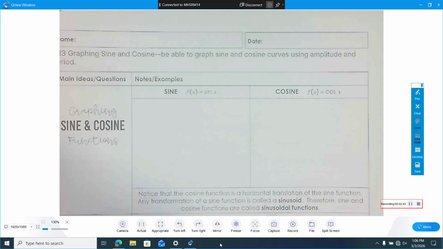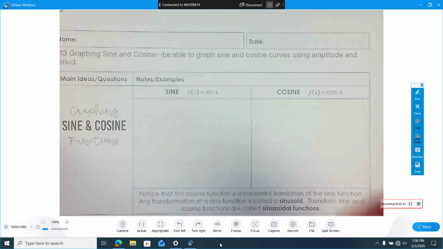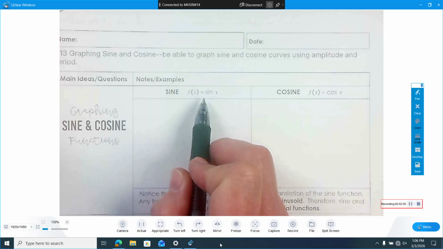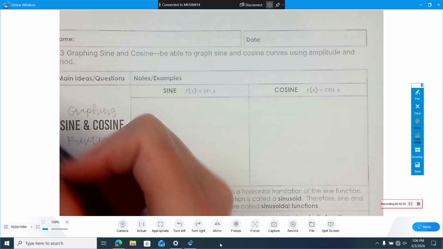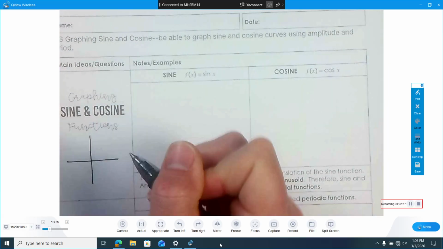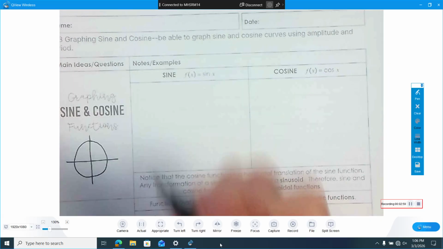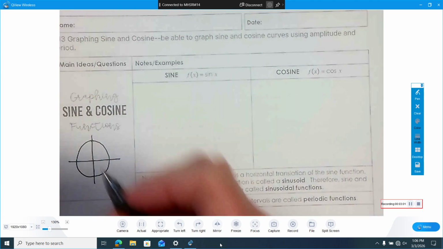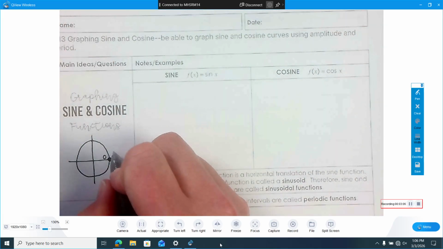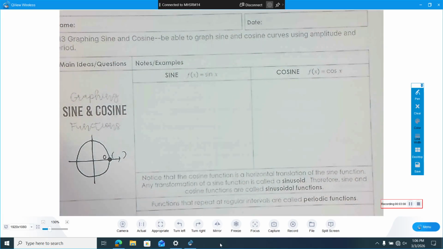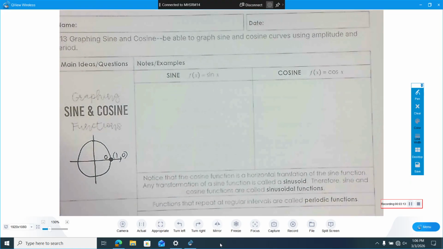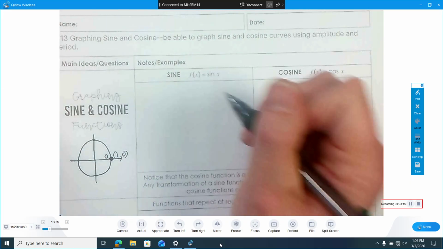Okay. So we want to be able to graph sine and cosine curves. And so here we have our regular sine function. And it comes from our lovely little unit circle. We're just going to go ahead and make a little simple circle and dot unit circle here on the side. And we're starting here at 0 radians. What's the ordered pair at 0? Yeah, 1, 0.